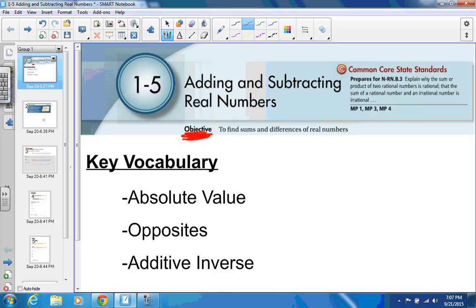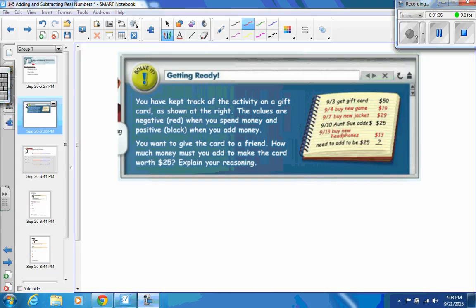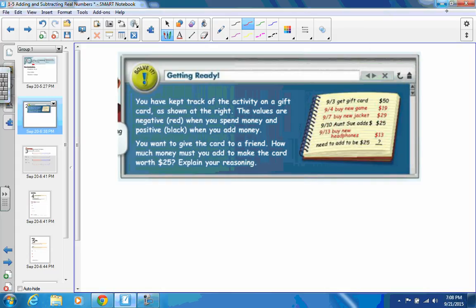All right. So to start us off, we have this kind of real life situation here. If you get into anything that has to do with business or financial planning or accounting, lots of different business type jobs deal with doing records and keeping track of money, how much money you've spent, how much money you've gotten, how much money you have, and stuff like that. So if you look here, we'll read it through and briefly talk about it. It says you've kept track of the activity on a gift card. A lot of times we have gift cards that are reloadable now. So this kind of applies to that.